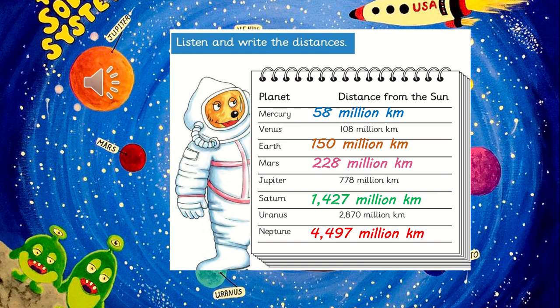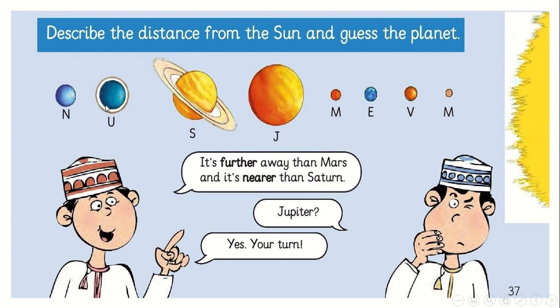And how many million kilometers away Uranus is from the Sun? Yes, it is about 2,870 million kilometers. Well done. Okay. How many million kilometers away Earth is from the Sun? It is about 150 million kilometers. Well done, my students. Now, let's move. Look here, our friends.